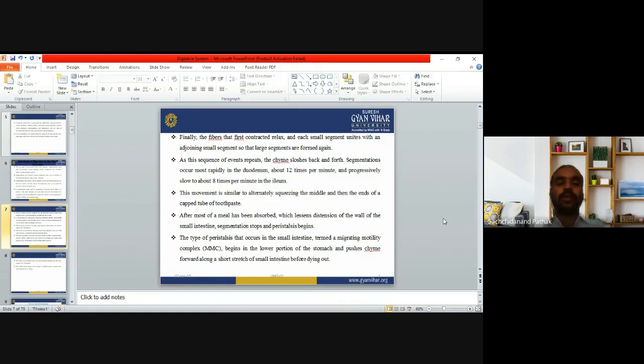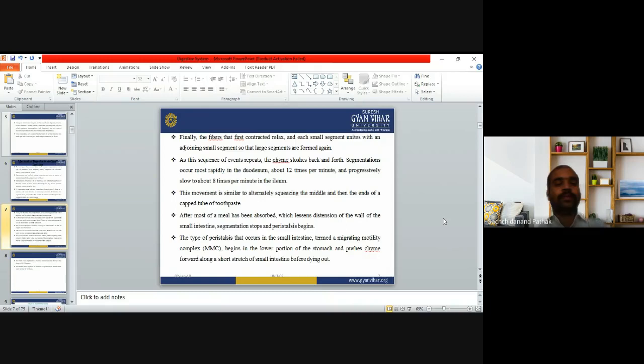As this sequence of events repeats, the chyme sloshes back and forth. So during this process, the chyme goes through backward and forward movement. Segmentation occurs most rapidly in the duodenum, about 12 times per minute, and progressively slows to about 8 times per minute in the ileum.